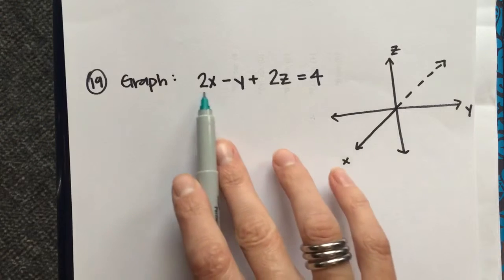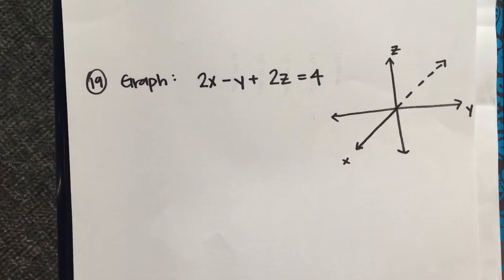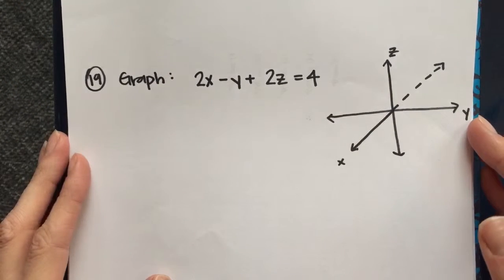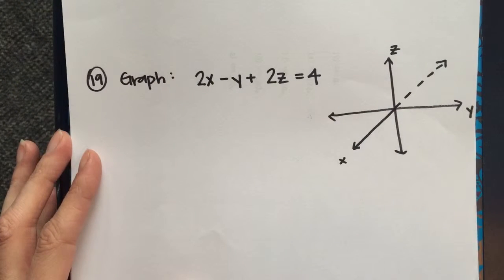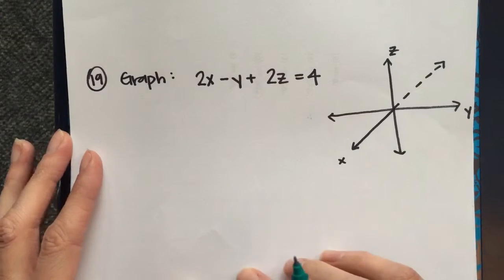So now we have an equation equals 4. And now we're going to go through and find each of the different intercepts and plot each one separately. So we'll get 3 different points for this one. And then to draw that plane, it looks like a triangle when we draw it.